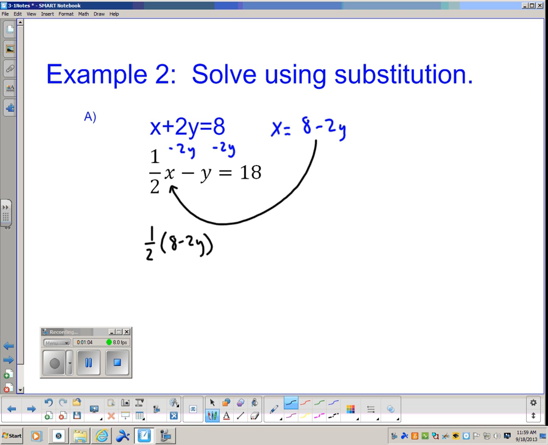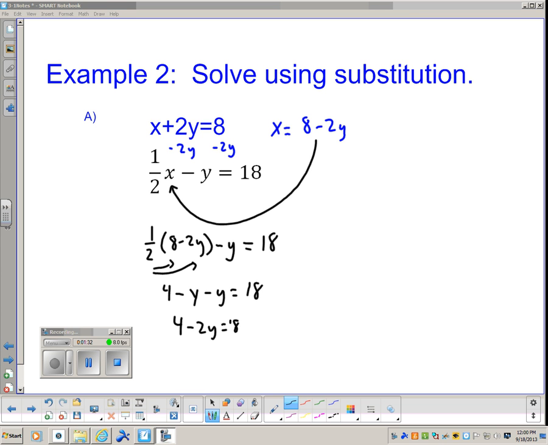You have 1/2 times 8 minus 2y, minus y, equals 18. So now I could distribute that 1/2 through. 1/2 times 8 is 4, minus 1/2 of 2y is 1y, minus y equals 18. I can combine my like terms over here. Minus 1y and a minus 1y gives me a minus 2y. I'm going to bring the 4 on over so I can get the y all by itself. Still solving here for y, and I end up getting y equals -7.